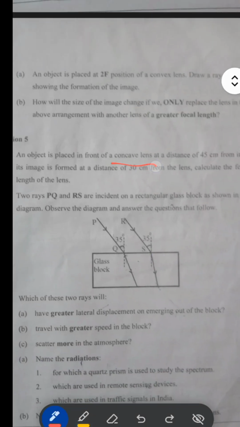Next question, number 5. An object is placed in front of a concave lens at a distance of 45 centimeter from it.